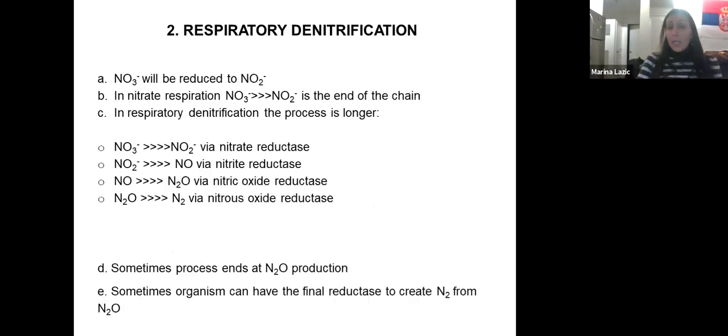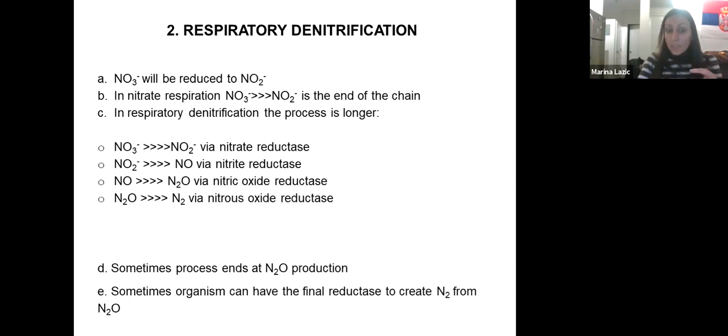In respiratory denitrification, the process is similar, but slightly different. NO3 minus again gets reduced to NO2 minus. When you had nitrate respiration, NO3 minus reduction to NO2 minus is the end, and then NO2 minus goes somewhere to be detoxified. In respiratory denitrification, the process is longer, so you have various enzymes that are reducing this NO2 minus to NO, nitric oxide. Then NO gets reduced to nitrous oxide, N2O, which is a greenhouse gas, very harmful.